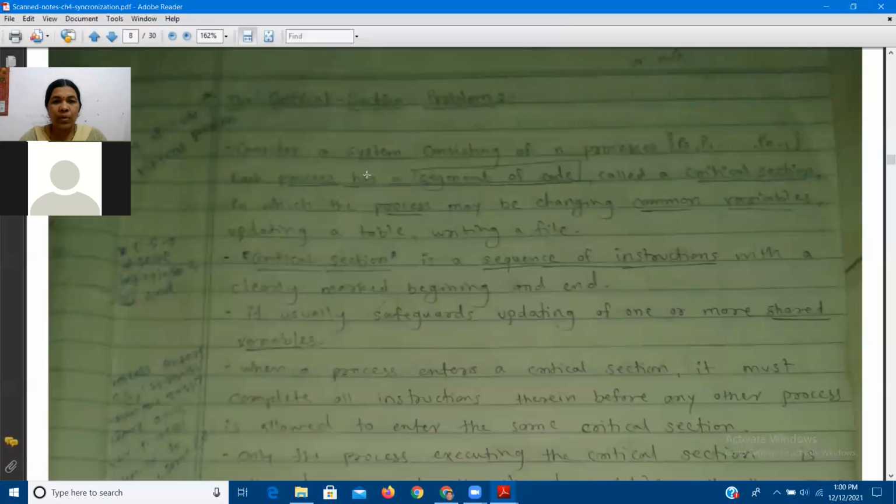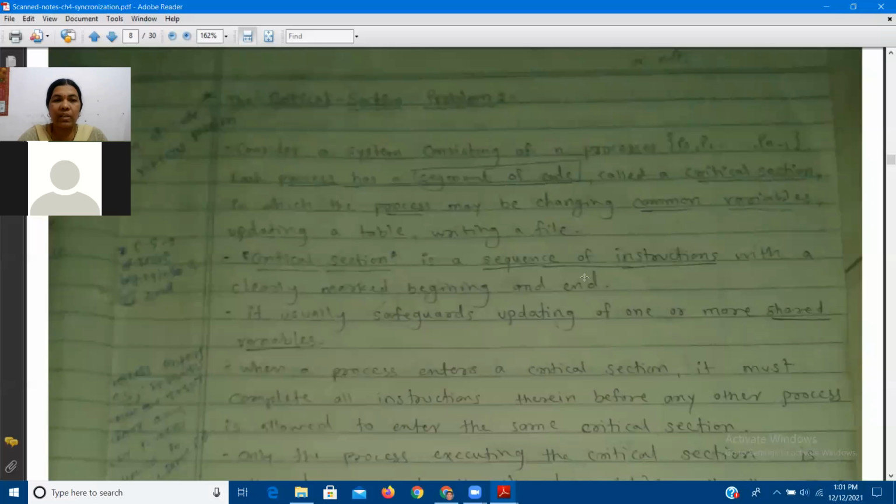Each process has a segment of code called a critical section, in which the process may be changing common variables, updating a table, writing a file. In short, shared resources or common resources get updated and manipulated within that critical section. So what does a process do exactly in its critical section? It changes common variables.